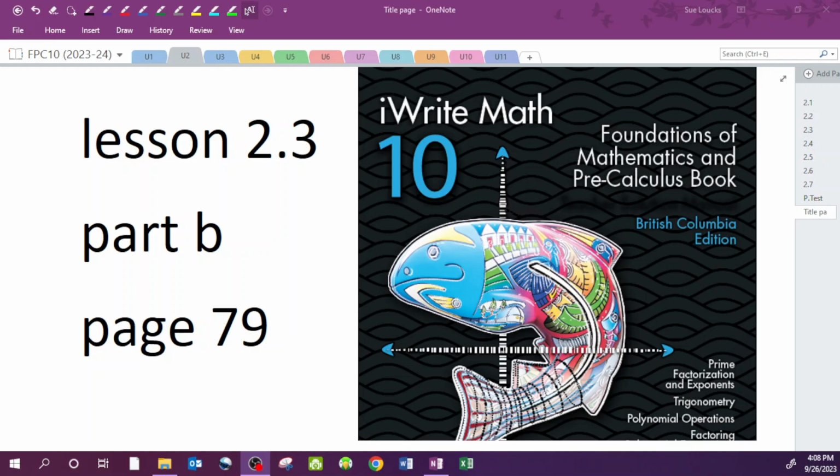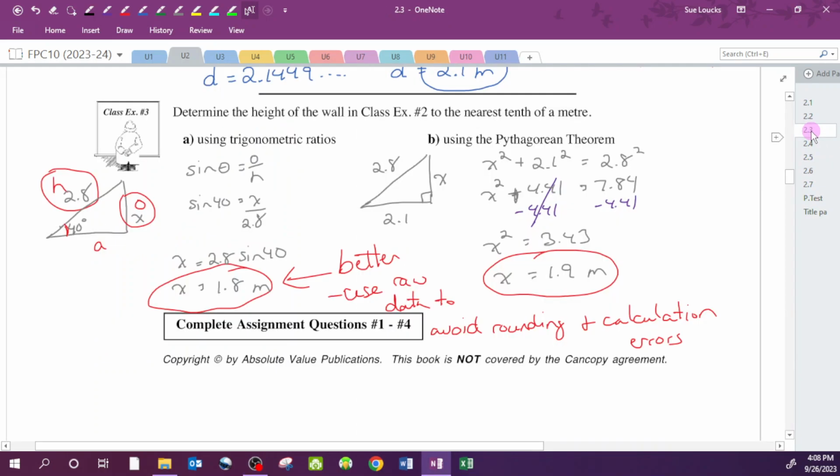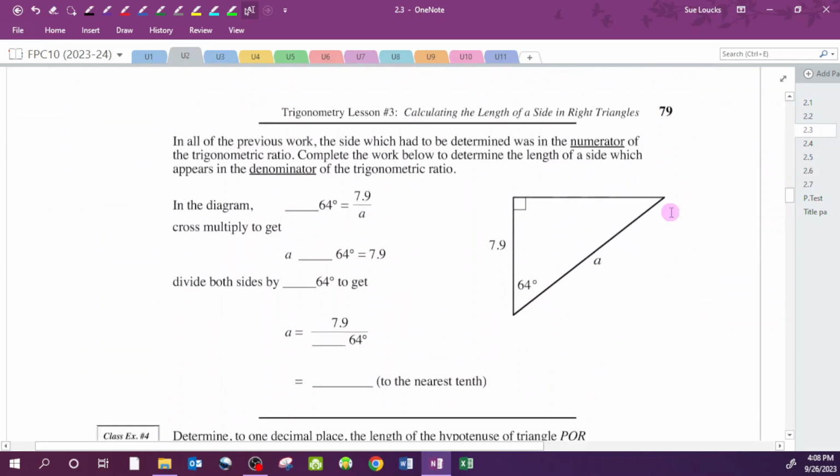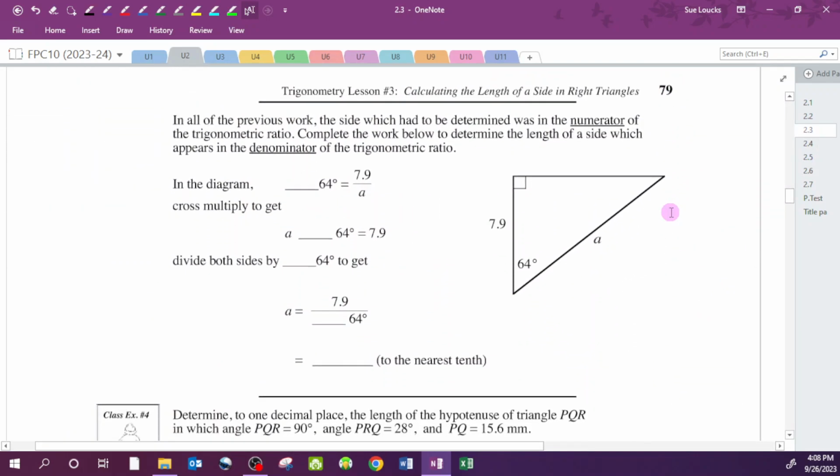Hi again. We are on lesson 2.3, second part of the lesson, starting on page 79. So this time, we've always been looking for something that was in the numerator. Now we're going to look for something that's in the denominator. It doesn't really matter. It's just a little bit different algebra. So let's come over here.